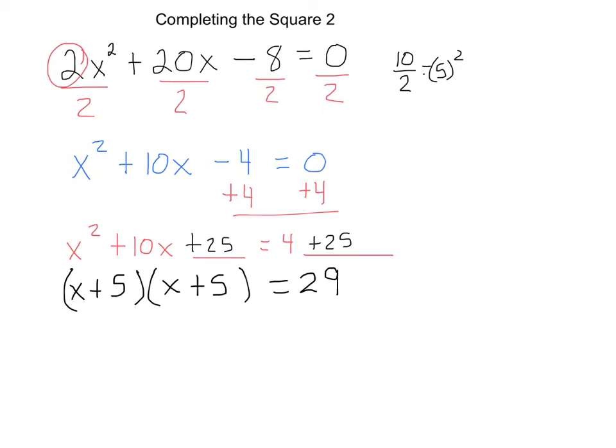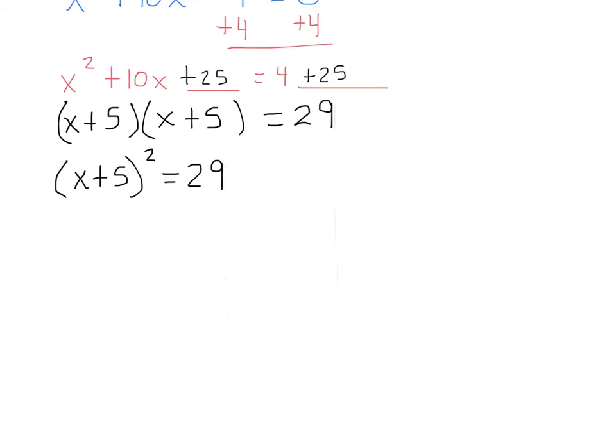Now let's check our answer. Okay? 5 plus 5 is 10, isn't it? And 5 times 5 is 25, so I factored it correctly. Now x plus 5 times x plus 5 is the same thing as x plus 5 all squared, and that equals 29, doesn't it? Okay? Let's keep working. And so now, what do I need to do to get rid of this squared right here? I'm going to square root both sides. And so I have x plus 5 equals the square root of 29.